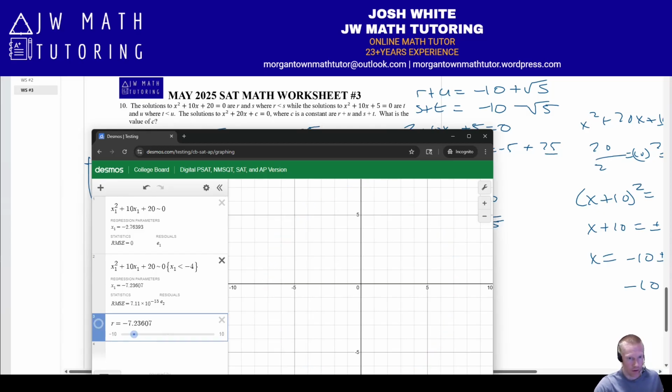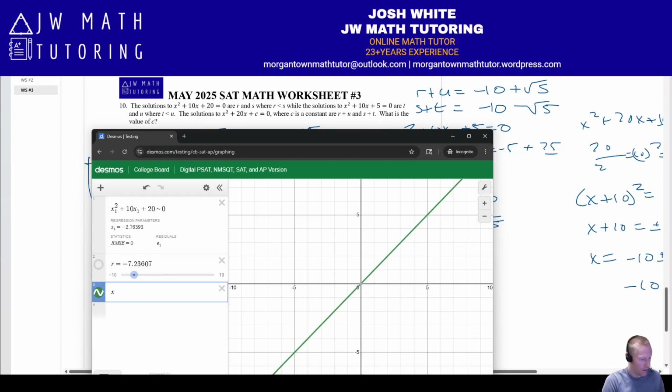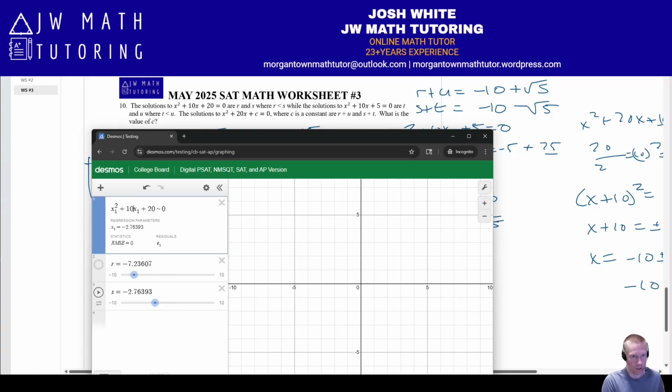First of all, get rid of that graph. Then the other one is S, which is negative 2.6393. Okay. Let's move on to the second equation now.